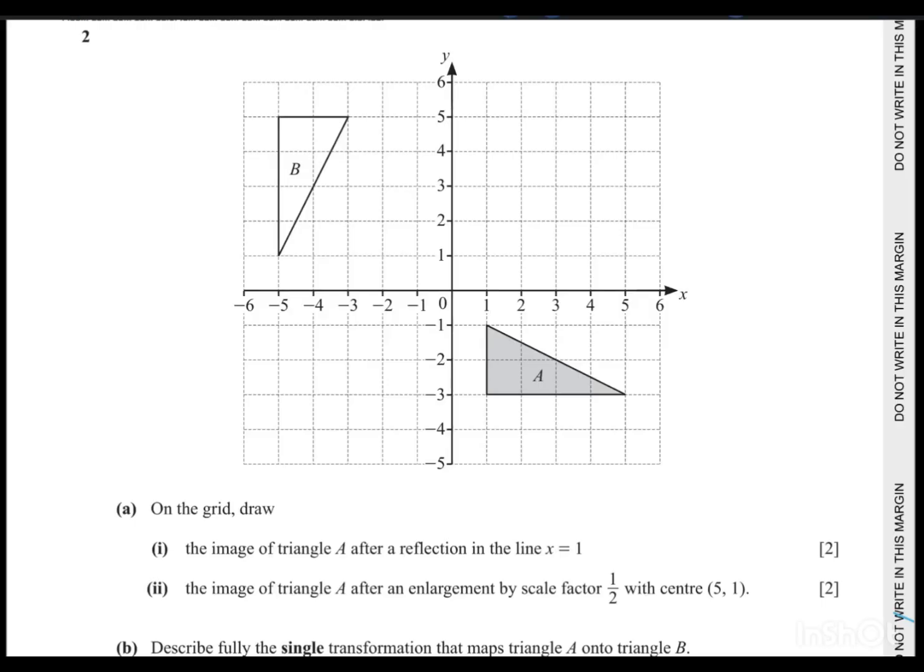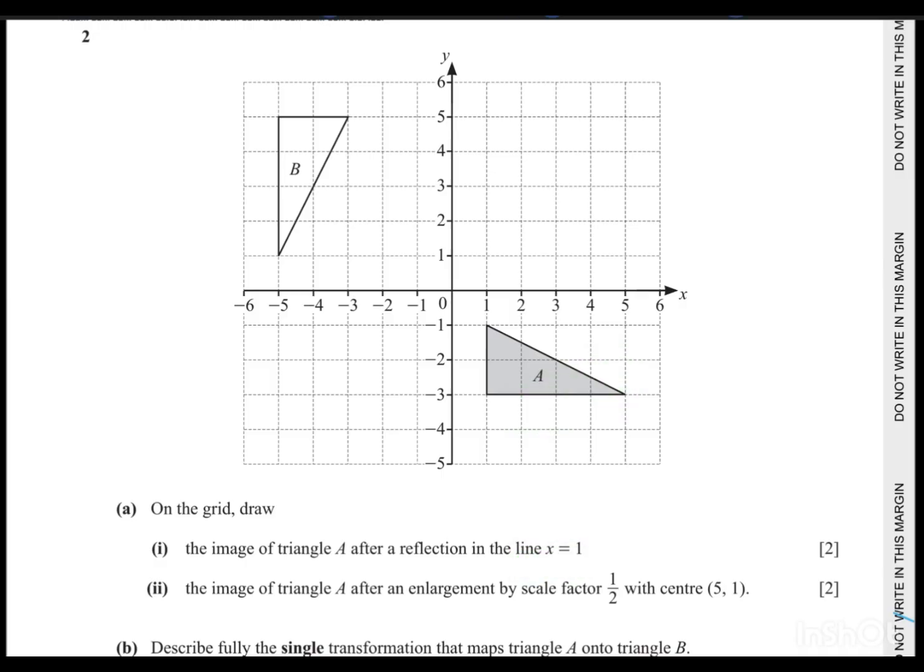Question 2. Transformation is given to us. A grid is given with two triangles A and B. Question A. On the grid, draw the image of triangle A after a reflection in the line x is equal to 1. You need to draw the reflection of triangle A in the line x is equal to 1.